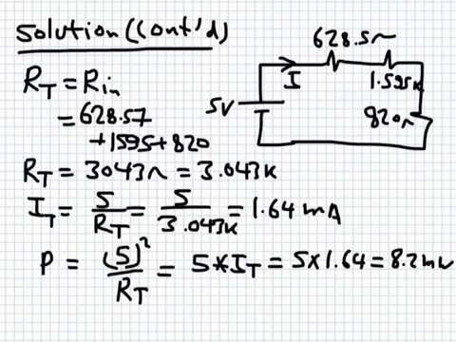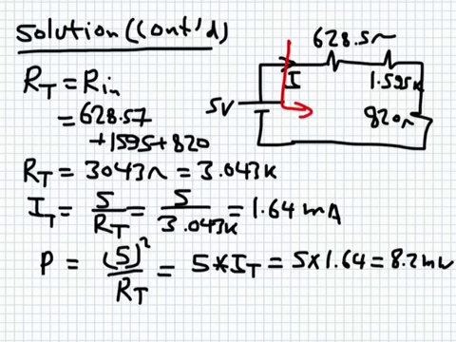The circuit now has been simplified into three resistances in series. The input resistance seen from the source side, so from this side here, is simply equal to the sum of the three resistances. And when you sum this one plus this one plus this one, you end up with 3043 ohm, which is 3.043 kilo ohm.